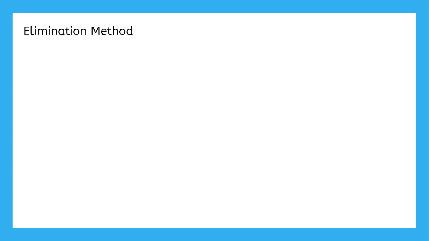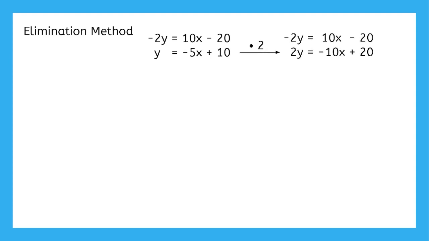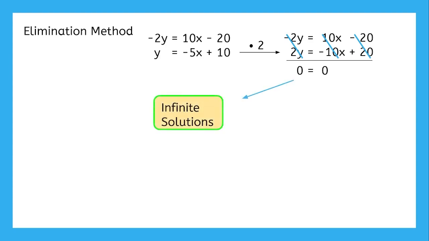What happens if the system has infinite solutions? Well, first we make sure everything is in the same order, multiply to prepare for elimination, and then combine the equations. Negative 2y and positive 2y zero out. Positive 10x and negative 10x zero out. And negative 20 and positive 20 zero out. So our results came out to 0 equals 0, which means what? The equations in our system were actually the same line, giving us infinite solutions.